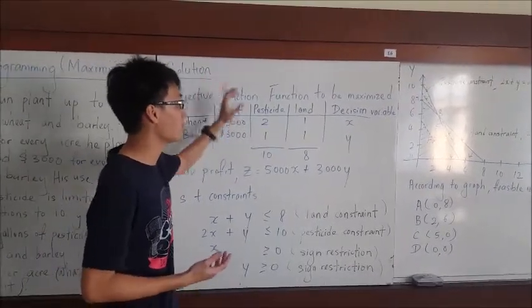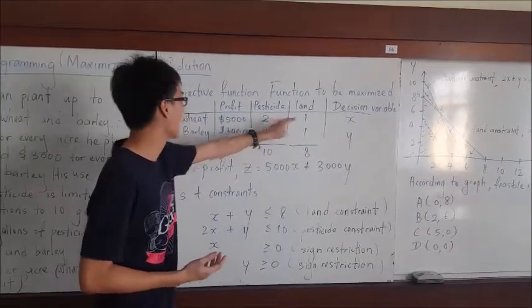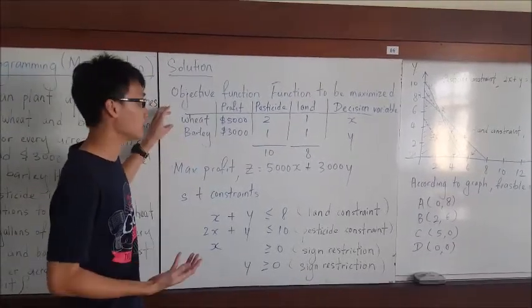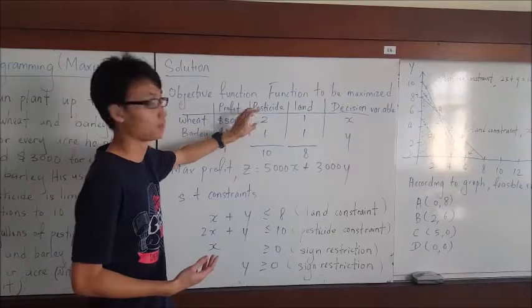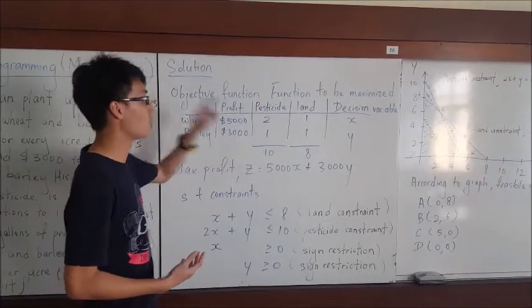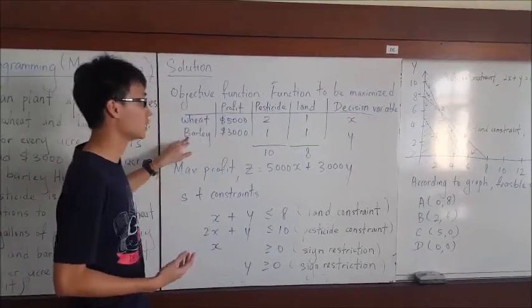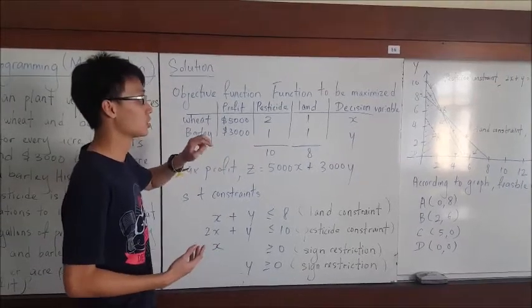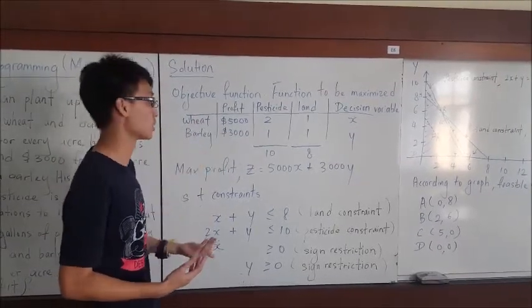Secondly, we can see the idea of pesticide. For every one acre of wheat a farmer plants, he requires 2 gallons of pesticide. For every one acre of barley planted, he needs 1 gallon of pesticide. So that's the second idea we get from this question.